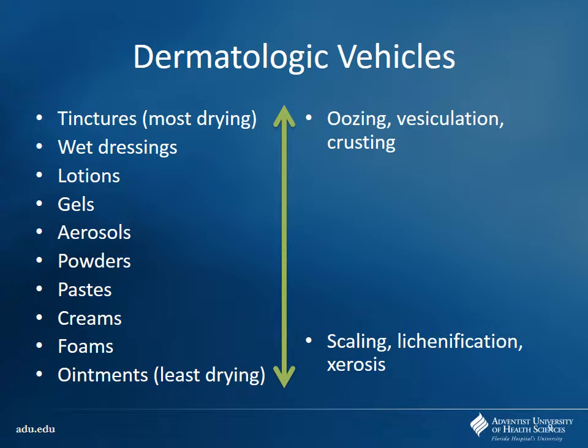So just to kind of give you an overview of things that are least drying to most drying, again, if you're having kind of a very wet kind of wound, oozing, vesiculation, you use things that are more drying, versus if things are more dry, use things that are least drying. So again, ointments are going to be better for more kind of dry, lichenification, things like that. Make sense?